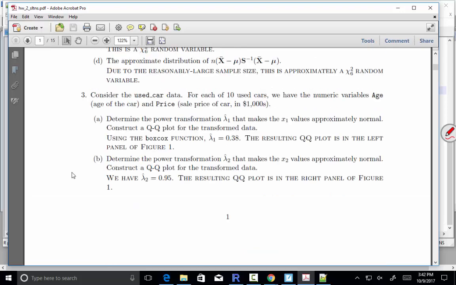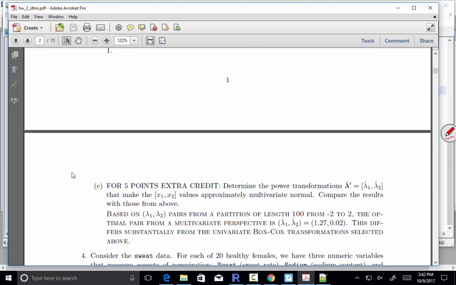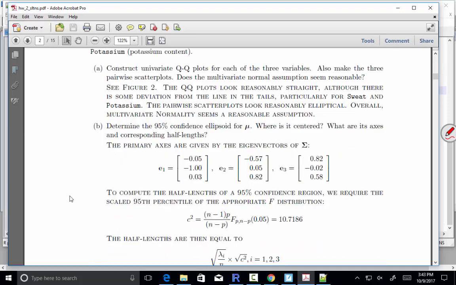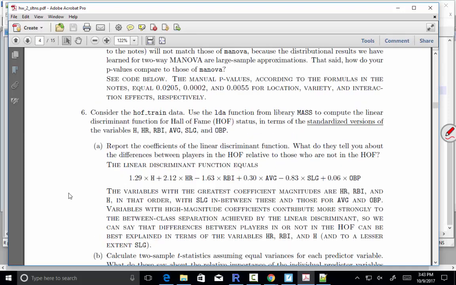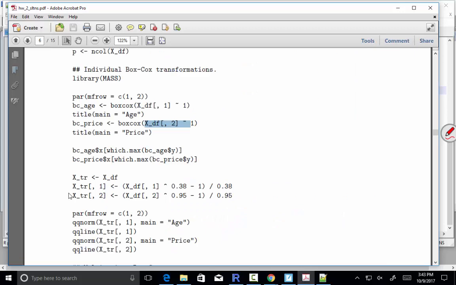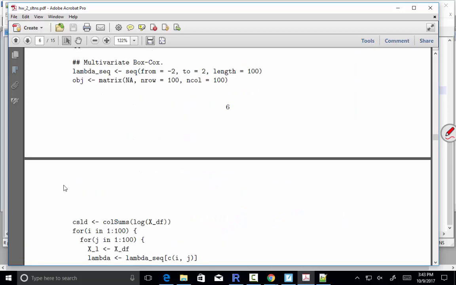I won't ask you to do the multivariate power transformation in part C, but I will briefly show you my code. It's similar to what I just did with the multivariate normal in that it's a loop, in this case, a double loop. So for the multivariate Box-Cox, I considered lambda parameters from -2 to 2 with a partition of 100 points in between.